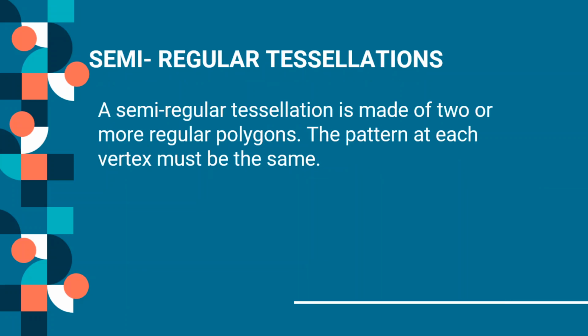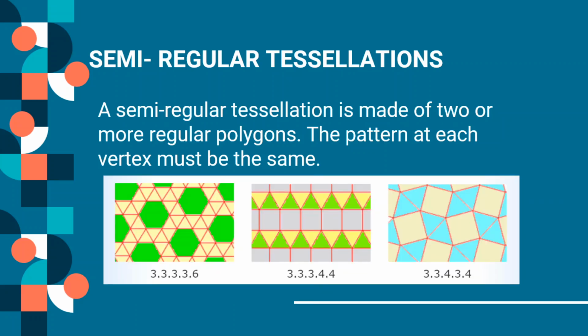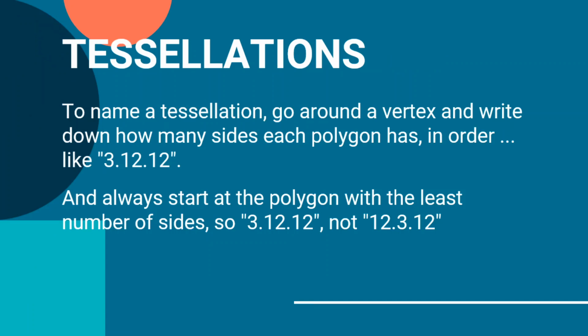A semi-regular tessellation is made of 2 or more regular polygons. The pattern at each vertex must be the same. For this example, the tessellation has 4 triangles and 1 hexagon. To name tessellations, we go around a vertex and write down how many sides each polygon has, in order, like 3.12.12, and always start at the polygon with the least number of sides, so 3.12.12, not 12.3.12.